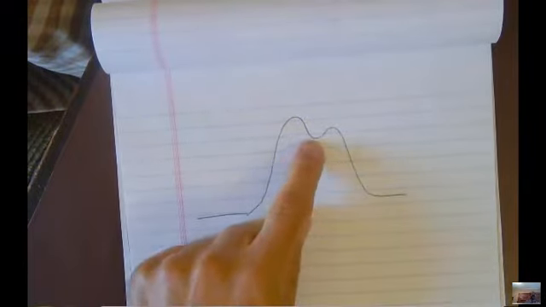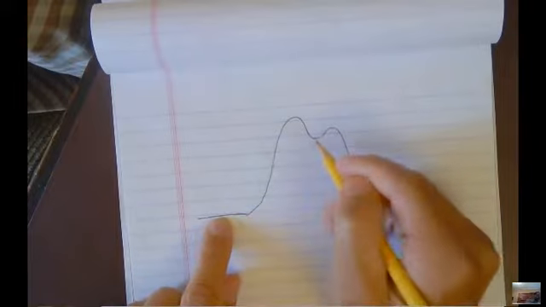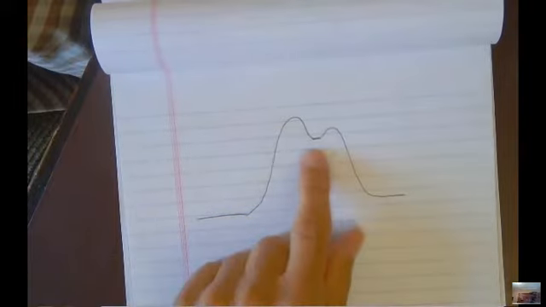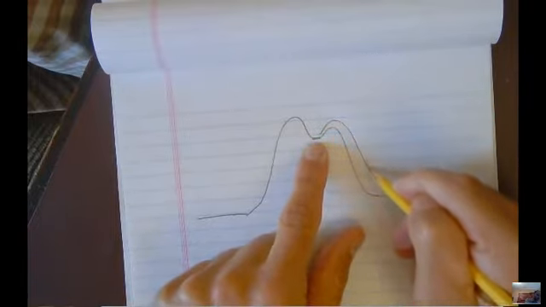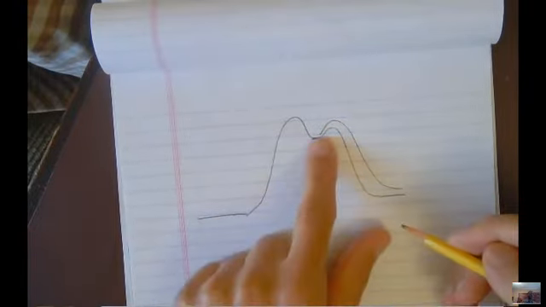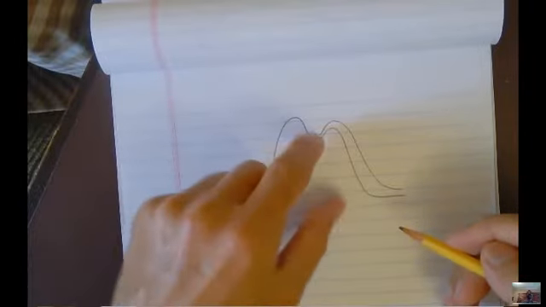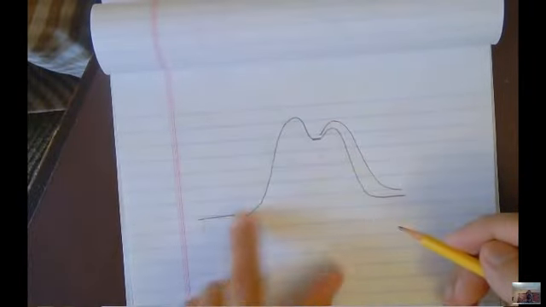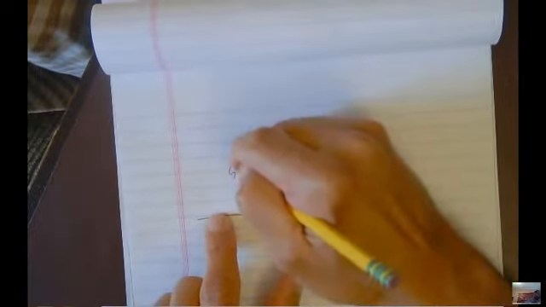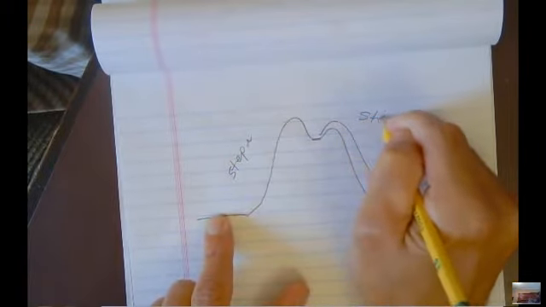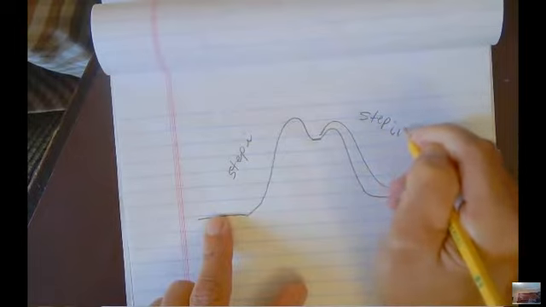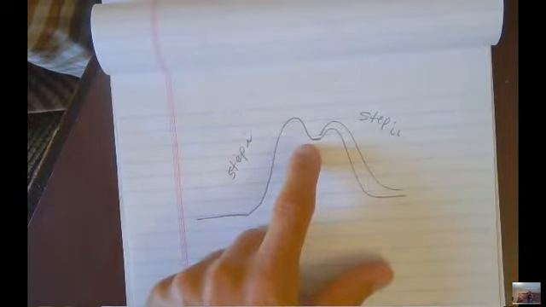See? That's an intermediate. I go up in step one, I go to here, create this intermediate, lasts for just a few seconds, then I go up another hill and I get down to the products. This would be a two-step reaction from here and then from here to here. So this would be step one, and this would be step two. And that little hole in there is an intermediate.